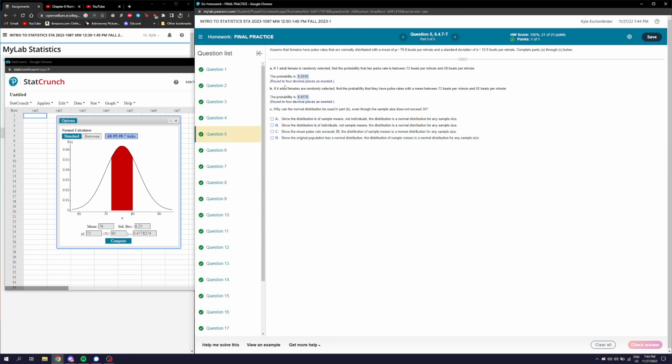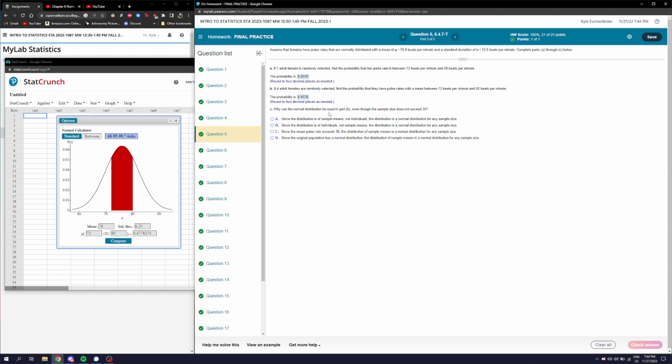So always when this problem comes up, if it's like, say, 6 adult females or whatever, it'll be the square root of 6, and then 12.5, or whatever the standard deviation is, divided by the square root of 6, whatever it is. And put it on the standard deviation, and then you're straight. You got it.